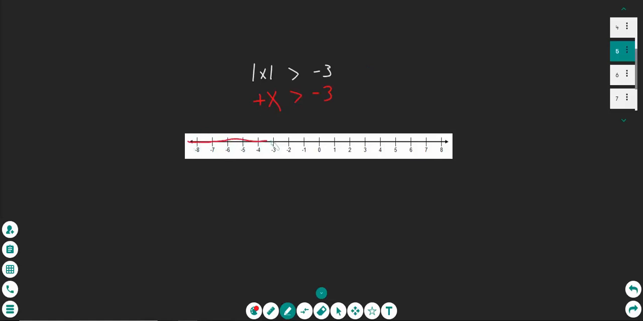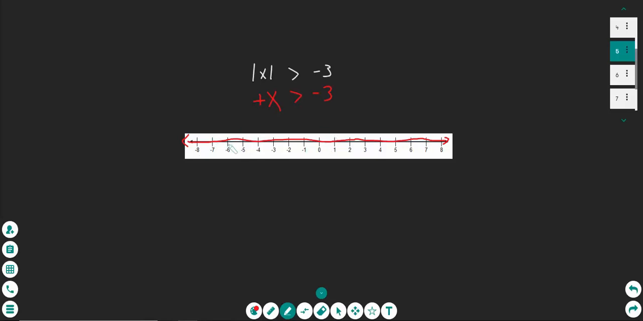I could take any real number on this number line, and if I take the absolute value of it, it will be greater than a -3. If I take a negative number, well, then I take the absolute value of the negative number, which is going to give me a positive number, and that positive number is going to be greater than a -3. If I take a positive number, I'm going to be left with a positive number after taking the absolute value, and that is also greater than a -3. So clearly, any number on the number line will work. It will be greater than a negative 3.